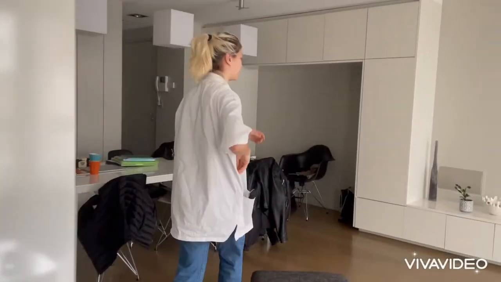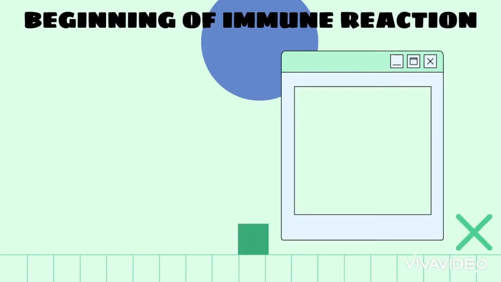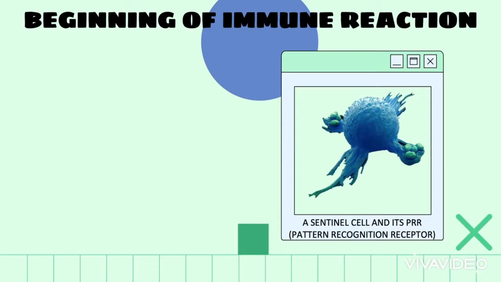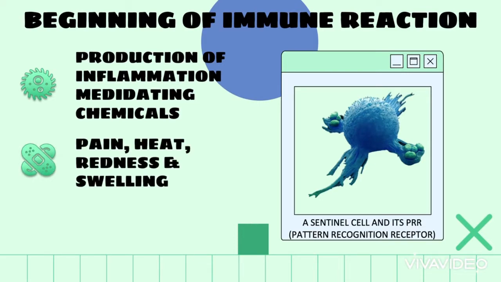Who are you? When the pathogen entered your body, the immune reaction started. A sentinel cell detects it with a pattern recognition receptor and sends alerts of intrusion to all sentinel cells. They proceed to secrete inflammation mediating chemicals. These chemicals send a message of pain to your brain, so it raises the body temperature to destroy the pathogen.